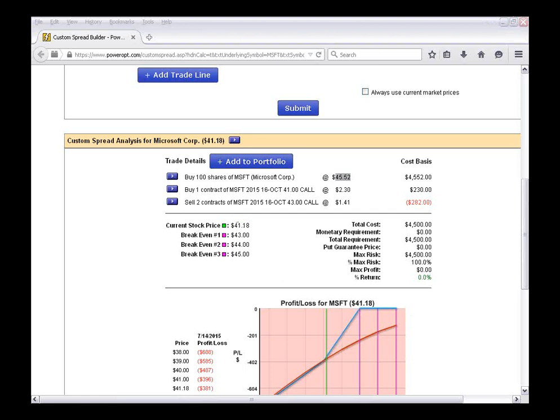It's Stash. I'm sorry. Stash asked a question here. SCTY, 100 shares at 57.